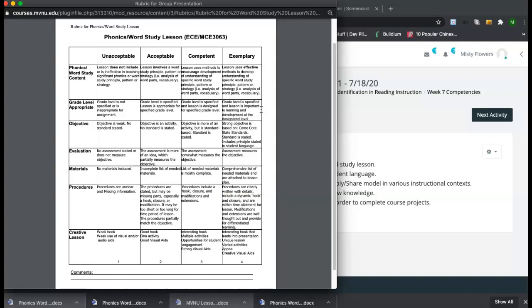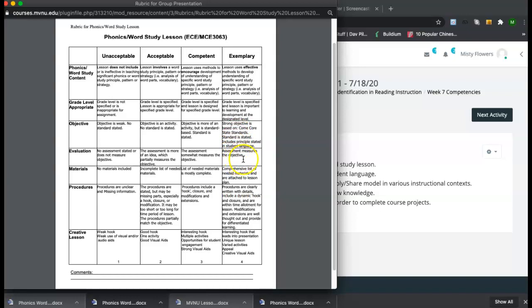You should have a strong objective based on Common Core standards or the Ohio Learning Standards. You need to make sure that it's measurable. You're going to talk about the evaluation. How are you going to measure whether the students understand the principle or not? It has to link back to the objective. The assessment and the objective are related.